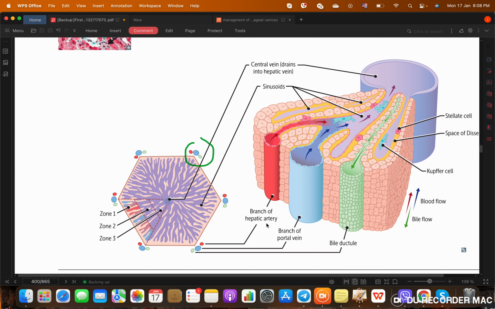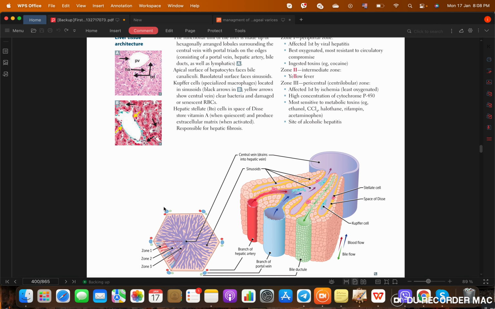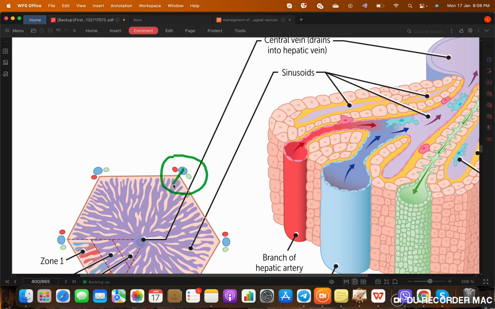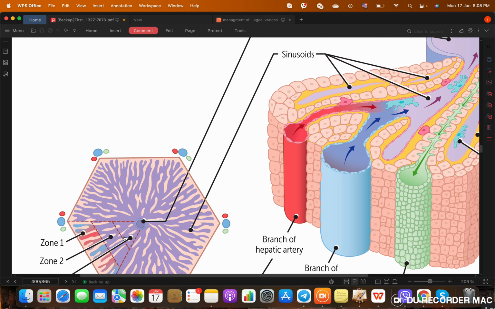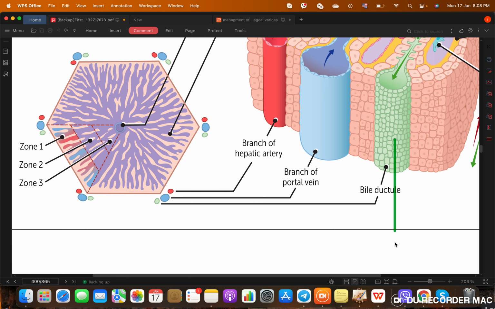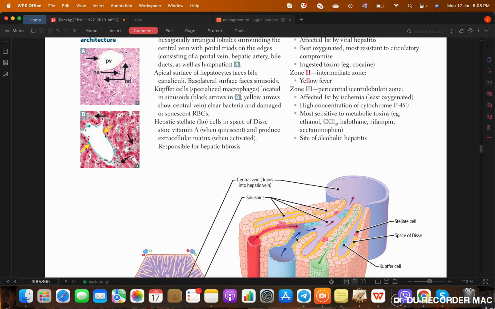3 structures, not one. So after that, we have formation of the hepatic triad, and the blood from it is going to pass this way until it reaches the central vein. After the central vein is going to go where? Into the hepatic vein. But the bile goes vice versa. The bile comes from here, goes to the bile ductules, keeps going down until it reaches the biliary system.